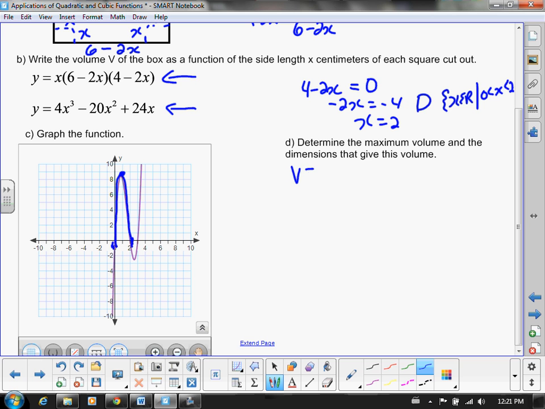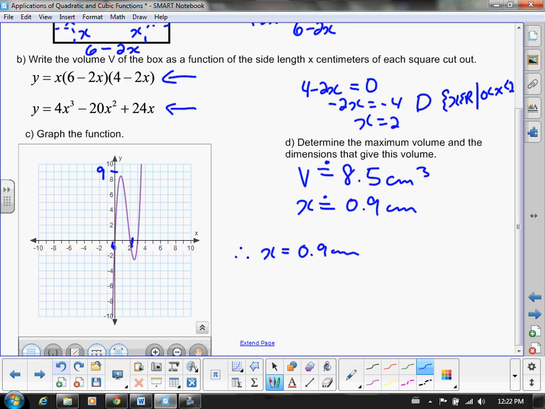So the volume at a maximum, I'm actually going to remove that blue for the moment. So the volume looks like it's at about, this would be 9. So it looks like it's at about 8.5 centimeters cubed. It occurs when x is equal to, it looks like it's about 0.9 centimeters. So it's asking for the dimensions. We have 3 dimensions. So therefore, x is equal to 0.9 centimeters.